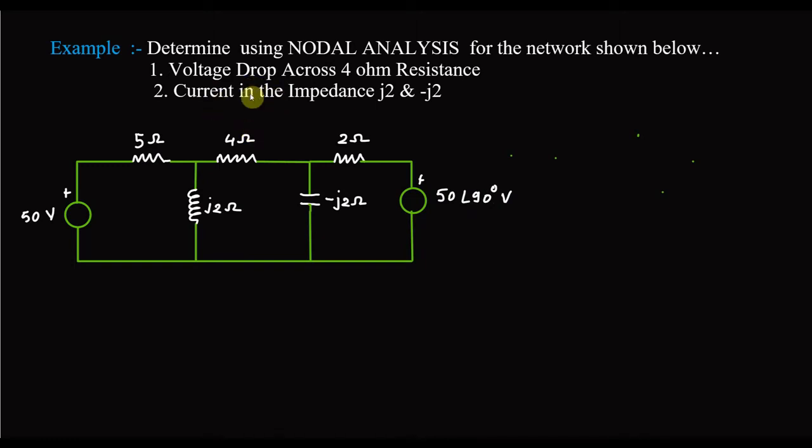They have asked us here to find out the voltage drop across the 4 ohm resistance and the current through this impedance. Means they have asked for the value of current through j2 ohm and minus j2 ohm. So ultimately they have asked what is the current through this inductor and what is the current flowing through this capacitor. Fine. And they have also asked what will be the voltage drop across this 4 ohms. So first we have to find out the current through here.